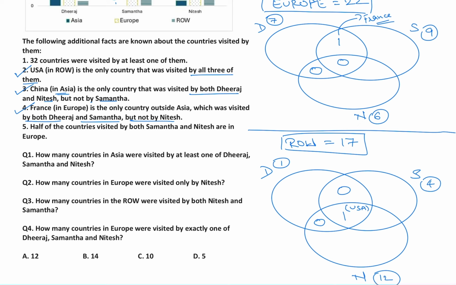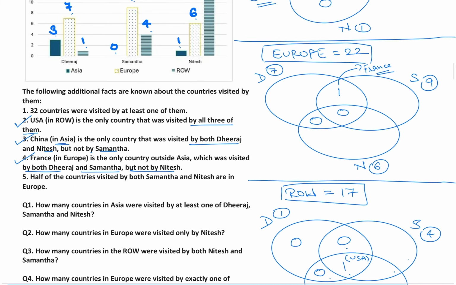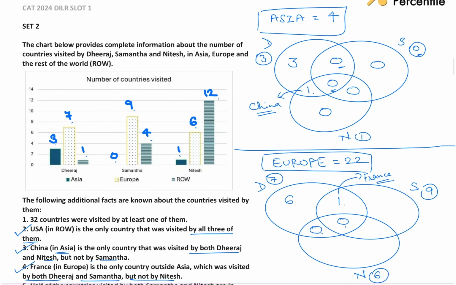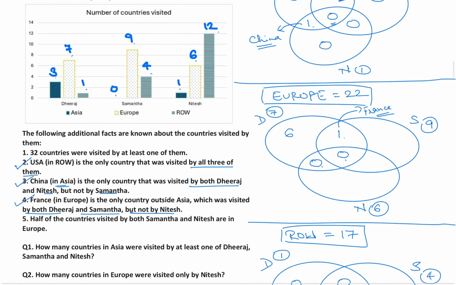Okay, from rest of the world, you can see that Dheeraj travels to only one country. I have one here, 0, 0, so this will also be 0. Okay, so I have points here to fill. Dheeraj here travels in Europe region. Dheeraj travels to 7 countries in total. I have 1, 0, 0, so this will be 6. So this is also done here, and my first Venn diagram is already complete.